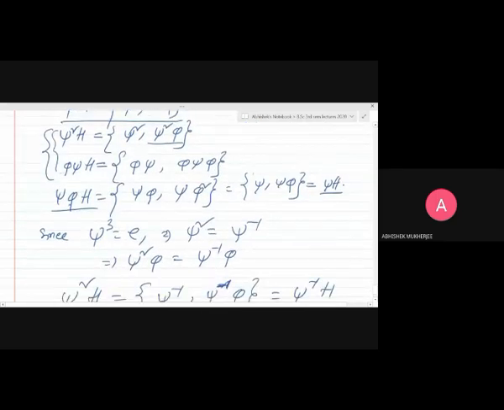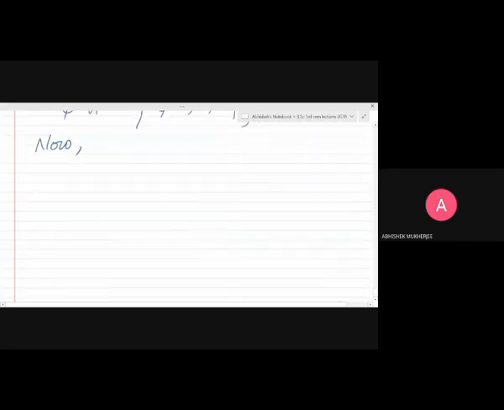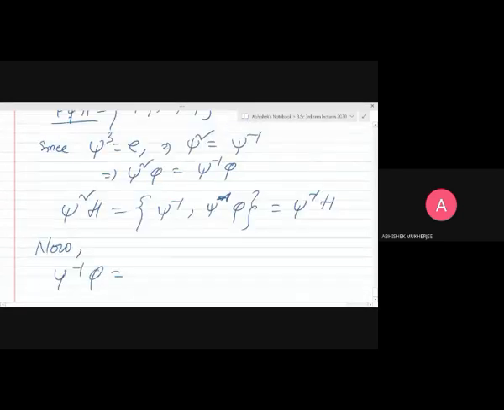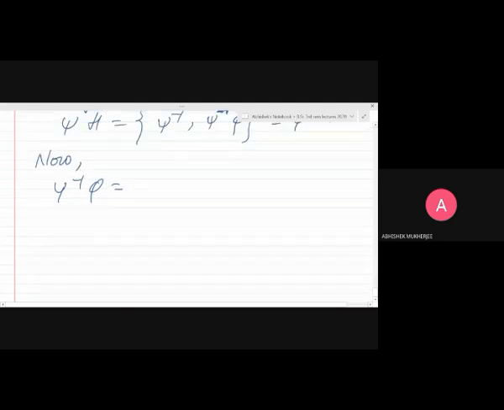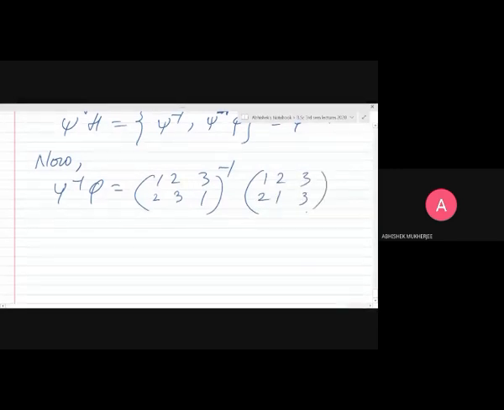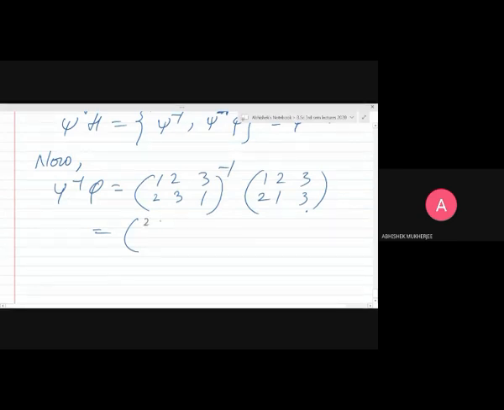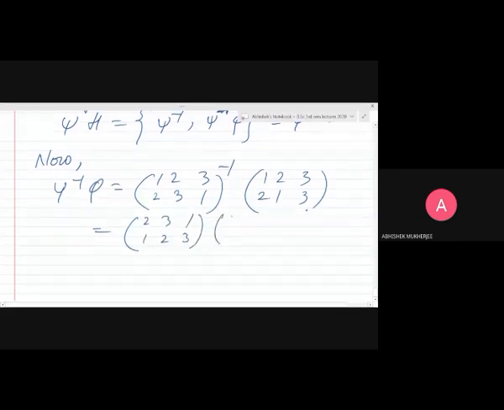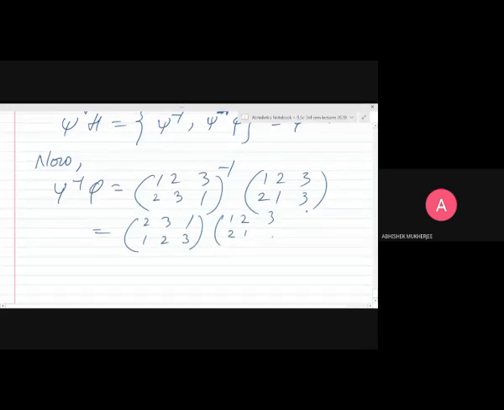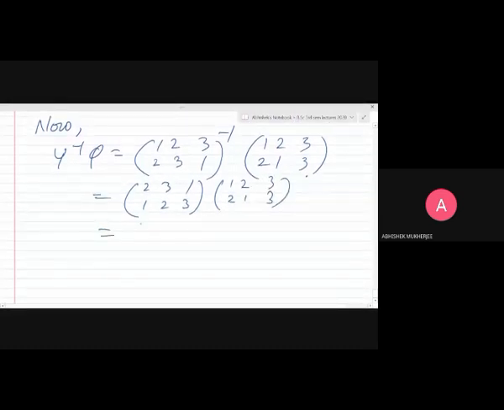What is psi inverse phi? Okay, let me check. Now psi is 1 to 3. That means 1 goes to 2, 2 goes to 3, 3 goes to 1. That inverse. And phi is 1 2 3 to 2 1 3. Okay, so what is the inverse of this? So 2 3 1 over 1 2 3, and 1 2 3 over 2 1 3.